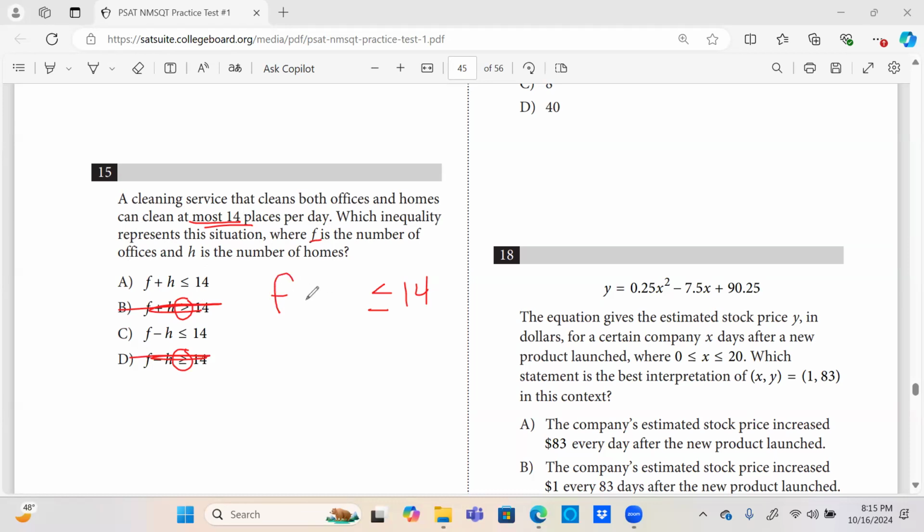So some offices plus some homes. Their total cleaning needs to be under or equal to 14. That's A. It just wouldn't make sense to do a minus. This is offices plus the homes is going to be under or equal to 14.